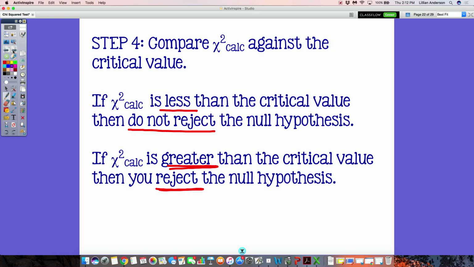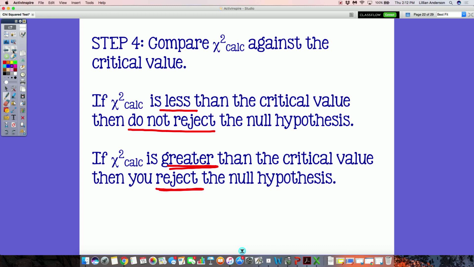But if it's the other way, if the chi-squared test statistic is greater than the critical value, then you reject it, which means that whatever you wrote is actually not true. It's actually the opposite that's true. Okay?